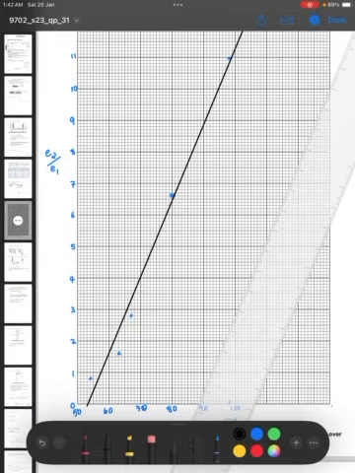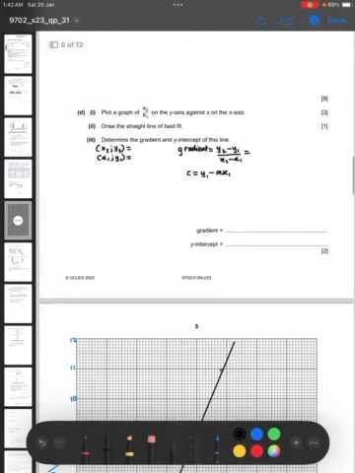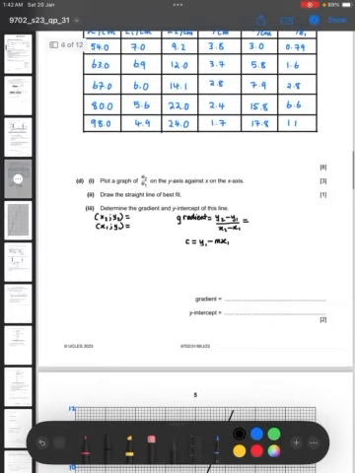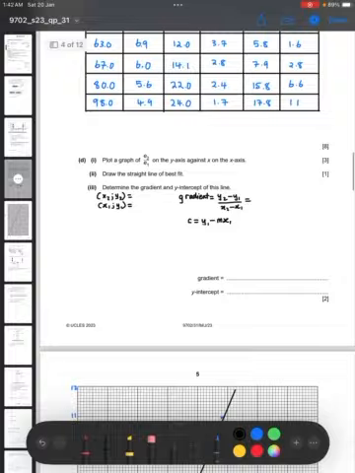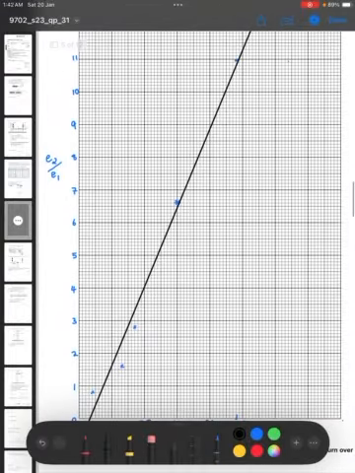Okay, next thing now, what is the next question asking from us? The next question is asking, determine the gradient and the y-intercept of this line. Now to determine the gradient, you must always, it's a must, it's not a request, it's a must, draw a triangle on this line of best fit. This triangle, I shall explain some few more things after I've drawn it.